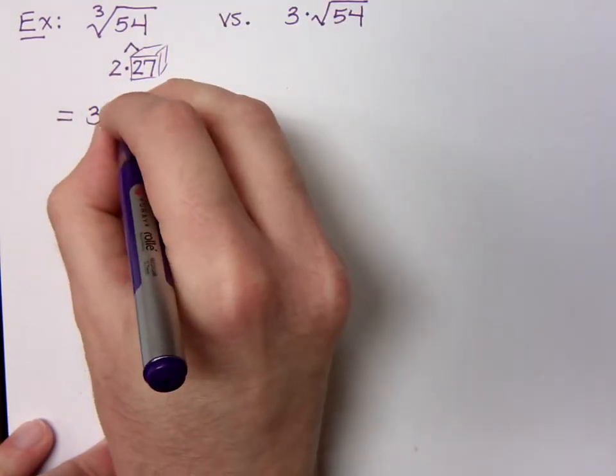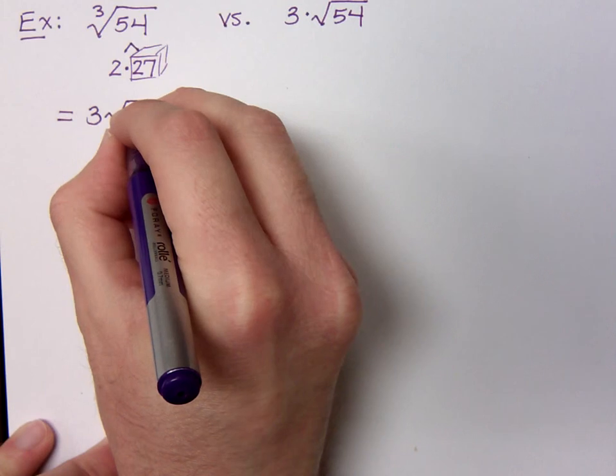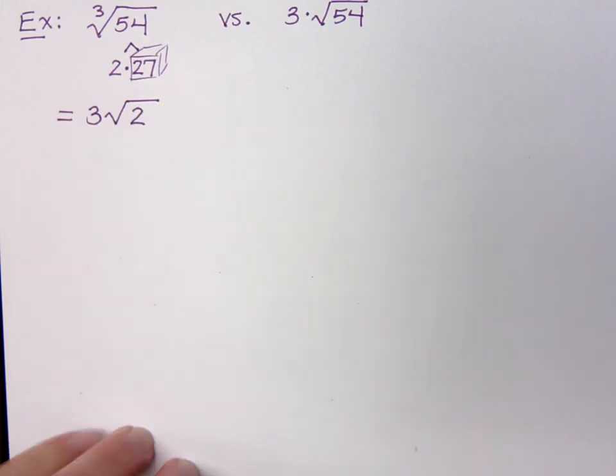So I get 3 and what's left inside the radical, 2. So do you agree with that answer? I wasn't going to do that one, but I would have done like 6 and 9. Okay, well, if you don't see 2 and 27, then you go with what you know. You know 6 and 9, you can use that guy.